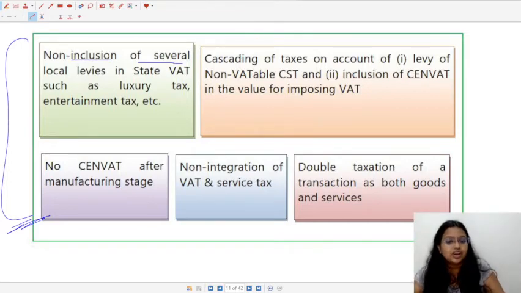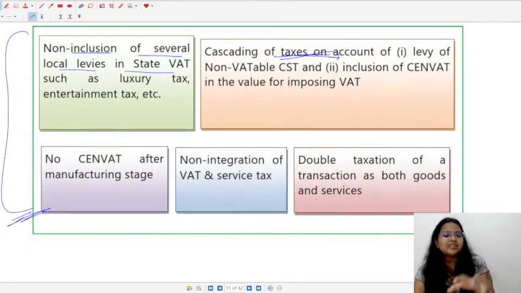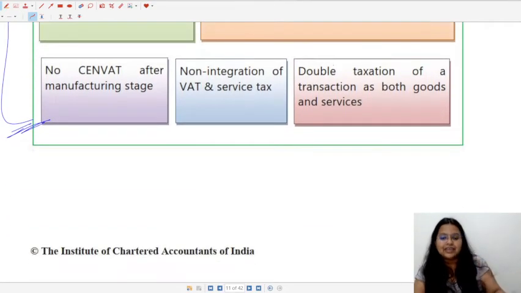There was non-inclusion of several local levies in state VAT such as the luxury tax. So there were multiple kinds of taxes in the previous indirect taxation regime, but now there is only one kind of tax, that is GST, goods and services tax. Second, there was cascading of taxes because CST and VAT are not creditable, not adjustable with each other. Okay, there is no SENVAT after the manufacturing stage. Yes, how? Because central excise duty was not set off from any other taxes.